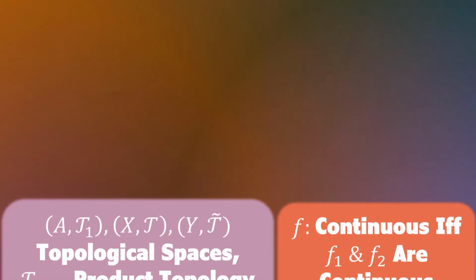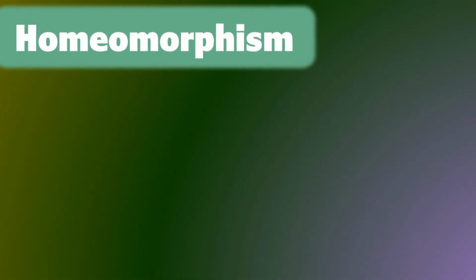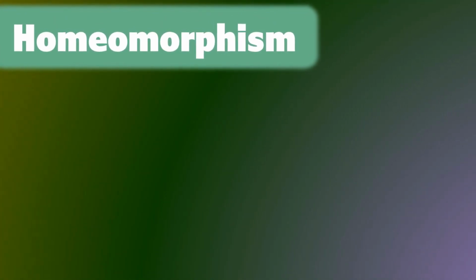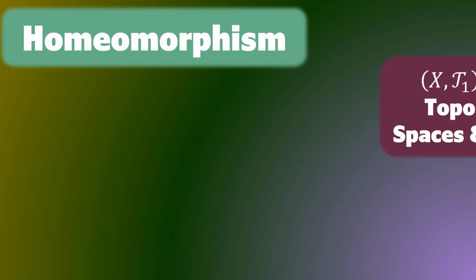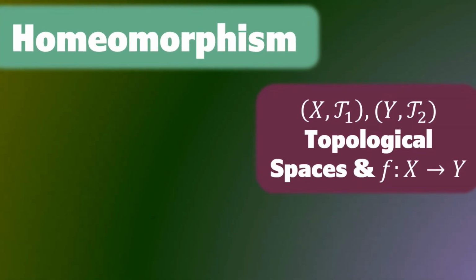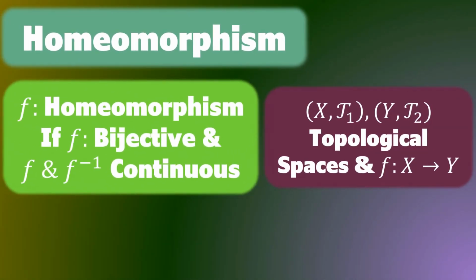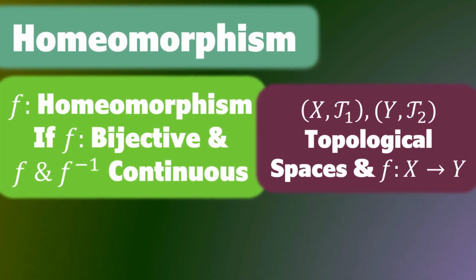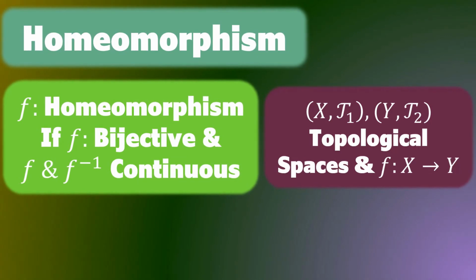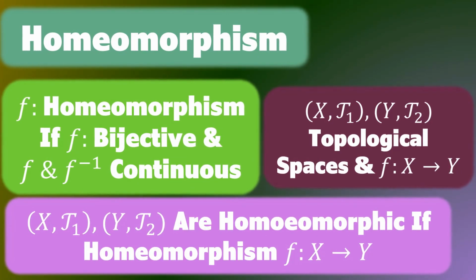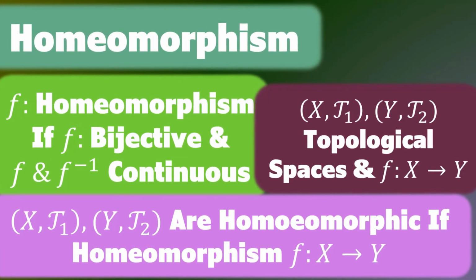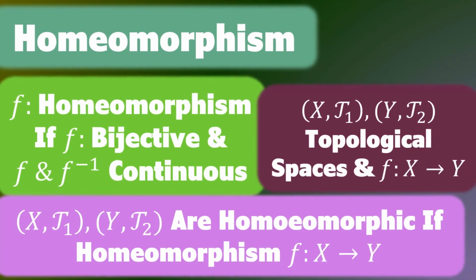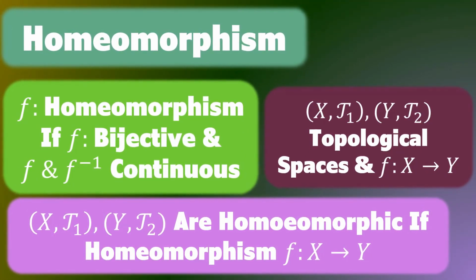Let's now move on to defining a homeomorphism. Let (X, T1) and (Y, T2) be two topological spaces and f a function from X to Y. Then f is called a homeomorphism if f is bijective and both f and the inverse of f are continuous. Two topological spaces (X, T1) and (Y, T2) are homeomorphic if there's a homeomorphism between them.